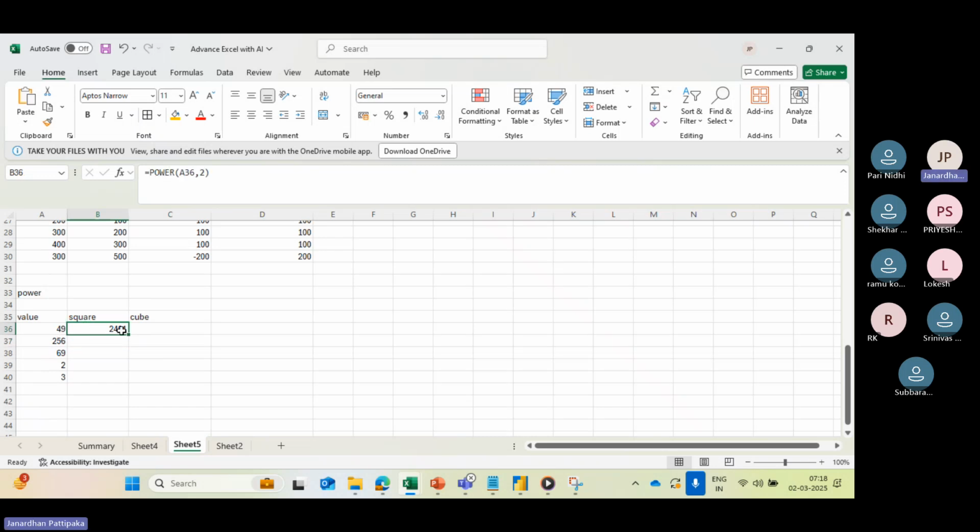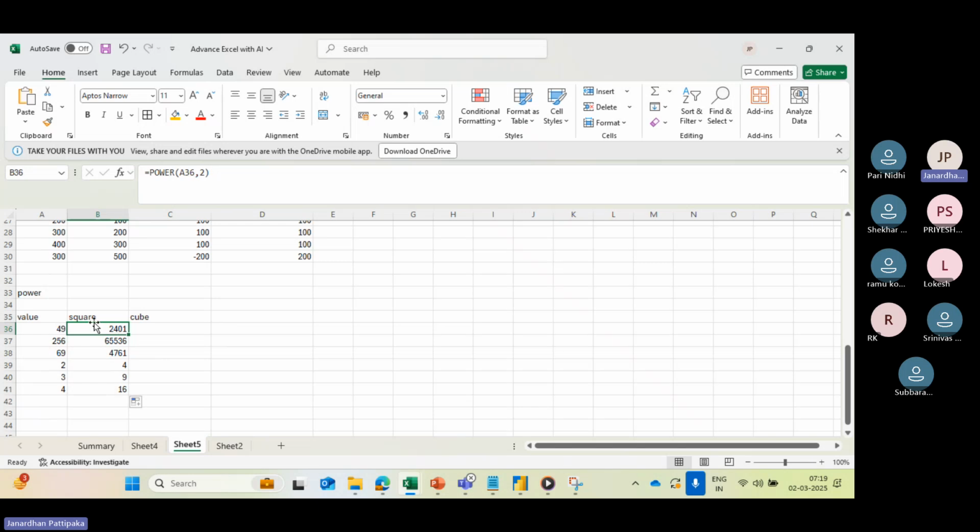Now I will drag the same formula down. Some people might not understand 49, but if I take 2 and 3, what is the square? Suppose you take 4 also. 2 squared will be 4, 3 squared will be 9, and 4 squared will be 16. Whether you are able to get that answer or not, let's see. 4, 9, 16. That means if you want to find the square, you can use the power function.